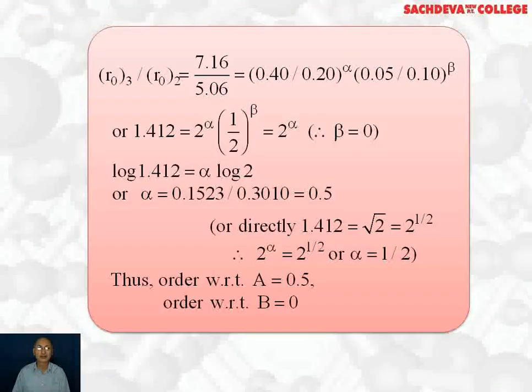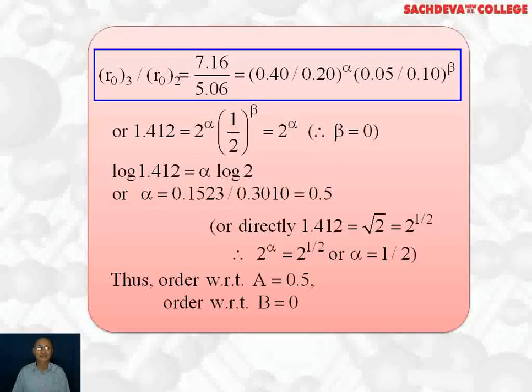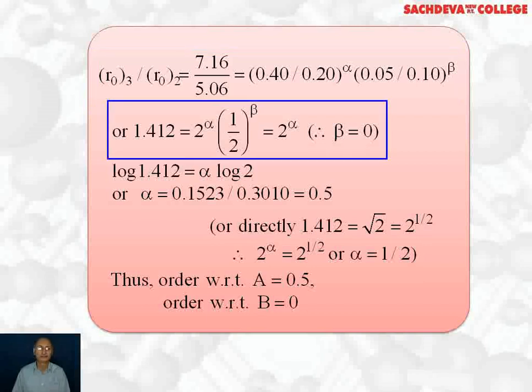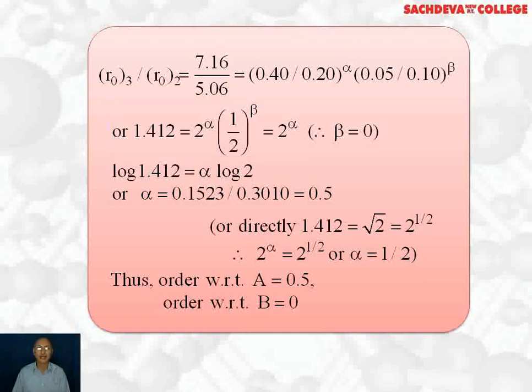Let's find out order with respect to A. For that, we divide R03 by R02. That will come out to be 7.16 divided by 5.06, which is equal to 0.4 divided by 0.2 whole raised to the power alpha, and 0.05 divided by 0.1 raised to the power beta. On division, we get 1.412 is equal to 2 raised to the power alpha into 1 by 2 raised to the power beta. But we already know beta is 0. So half raised to the power 0 is 1. So we get 1.412 equal to 2 raised to the power alpha.